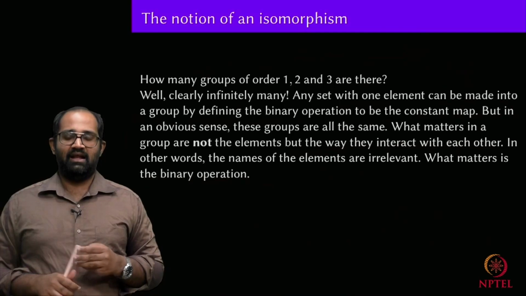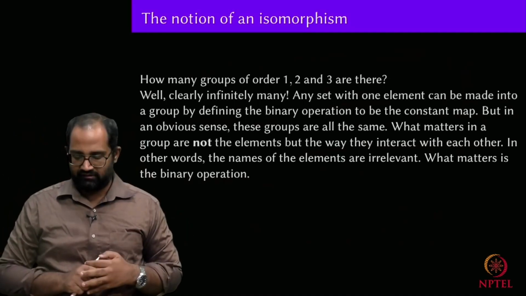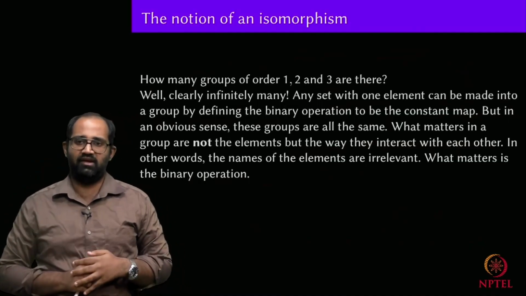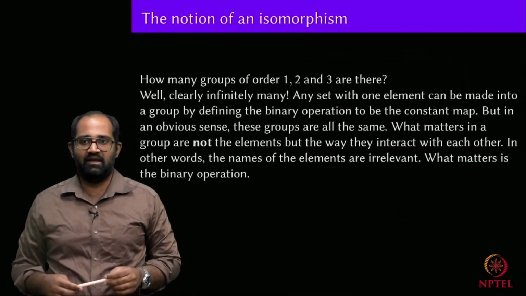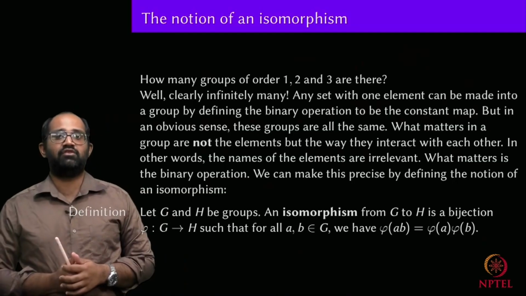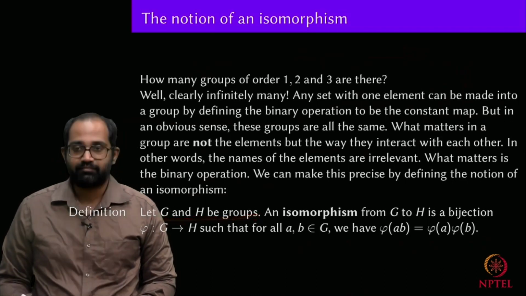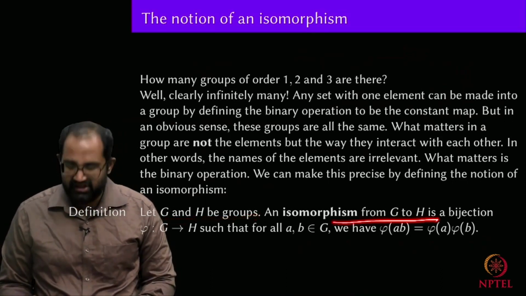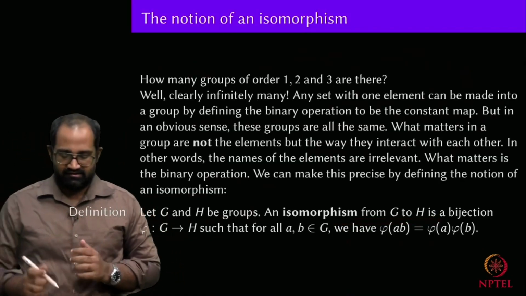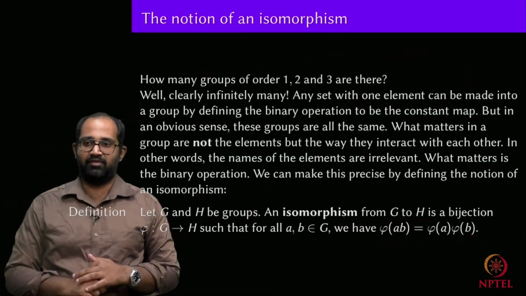In other words, let us say I have a finite set and I have two multiplication tables. If after renaming the elements, the multiplication tables just look the same, then they are the same group. Just the names of elements have changed. So, that is formalized by this notion of a bijection. Let G and H be groups. An isomorphism from G to H is a bijection phi from G to H, such that for all A, B in G, phi of AB is phi of A times phi of B.